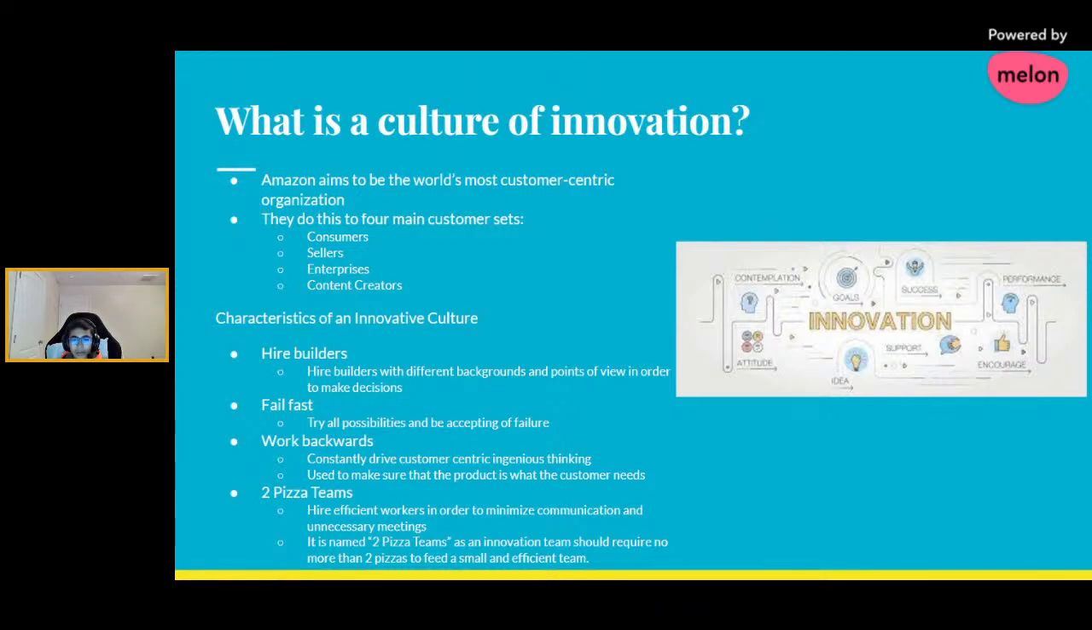Working backwards. You constantly want to drive customer-centric thinking. This is used to make sure that the product is what the consumer needs. You work from the end vision of the customer and then work backwards. 2 pizza teams. So what this means is that you want to hire efficient workers in order to minimize communication and any unnecessary meetings. The reason it is called 2 pizza teams is because an innovation team should require no more than 2 pizzas to feed them, as they are a small yet efficient team.